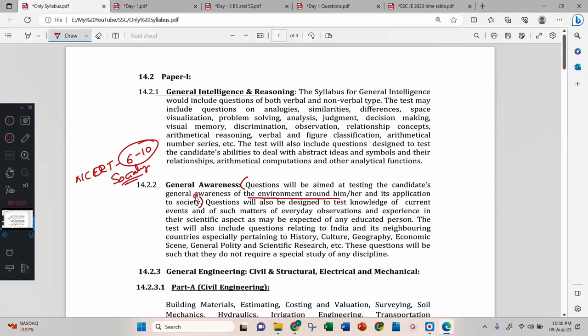Okay, then questions will also be designed to test the knowledge of current events and of such matters of everyday observation and experience in their scientific aspects as may be expected of an educated person.